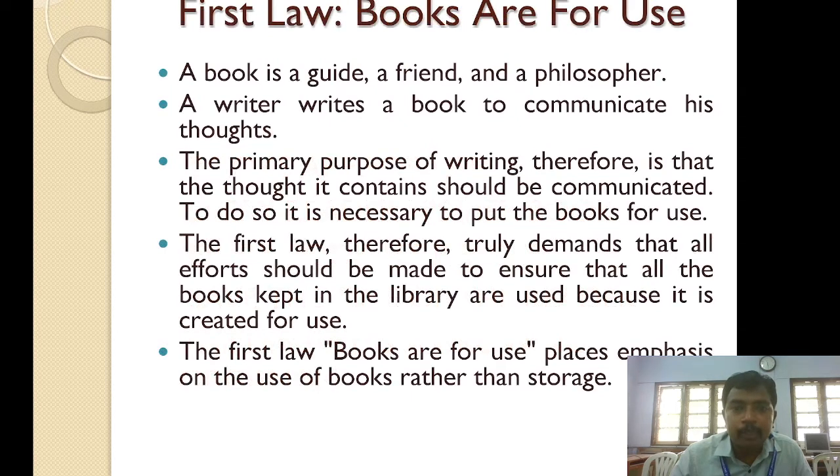First law, books are for use. A book is a guide, a friend, and a philosopher. A writer writes a book to communicate his thoughts. The primary purpose of writing, therefore, is that the thought it contains should be communicated. To do so, it is necessary to put the books for use.